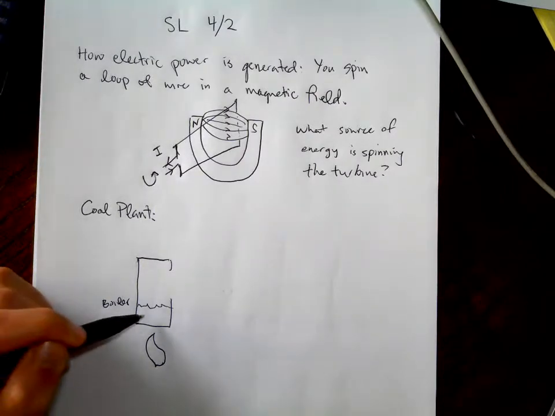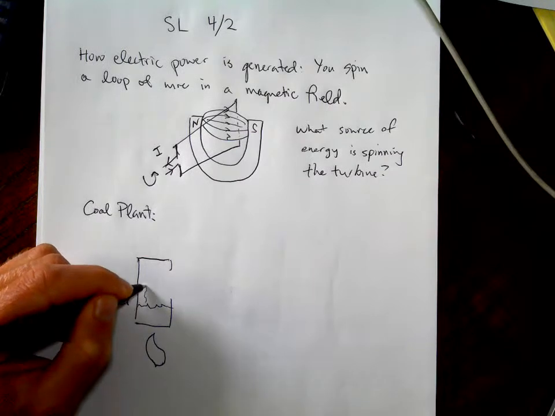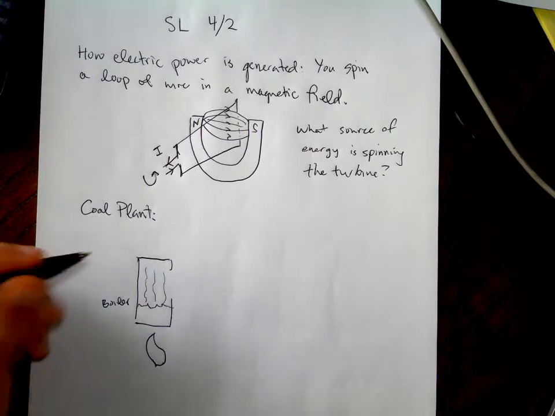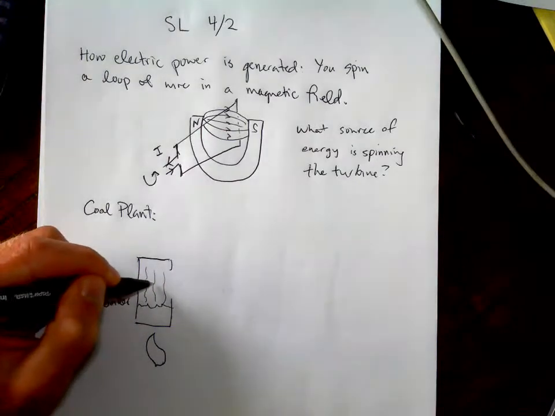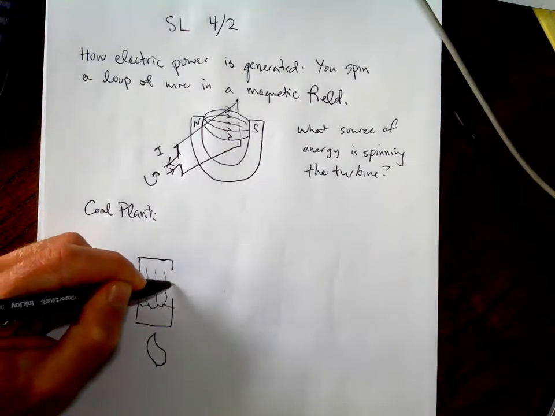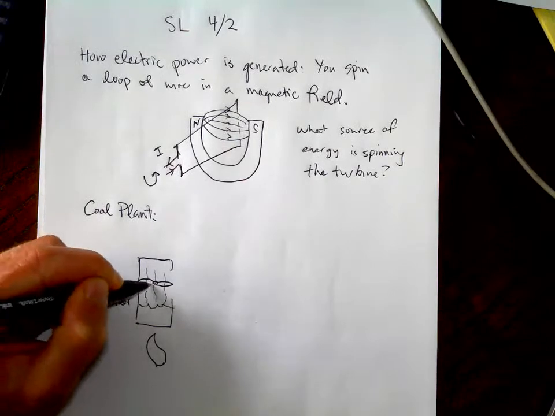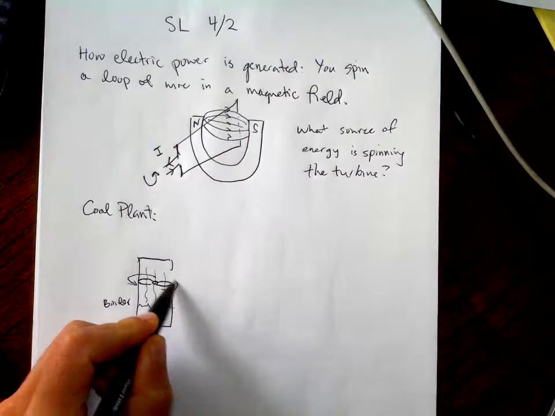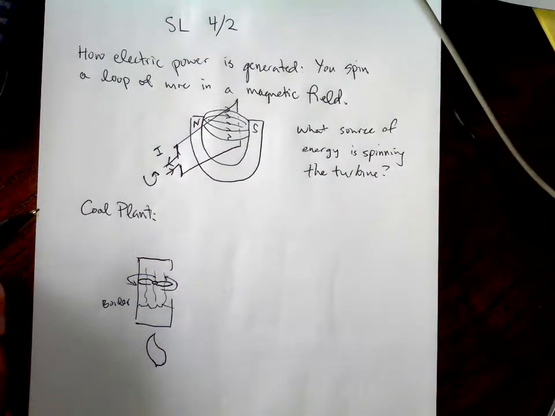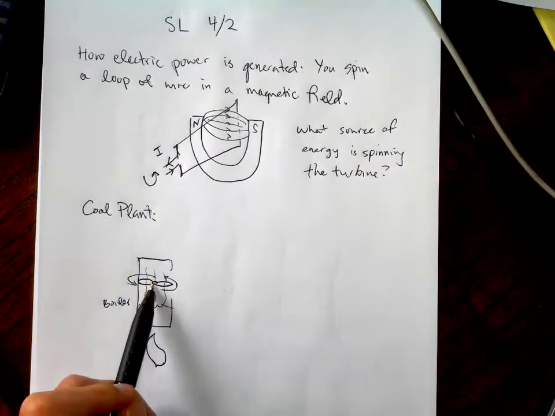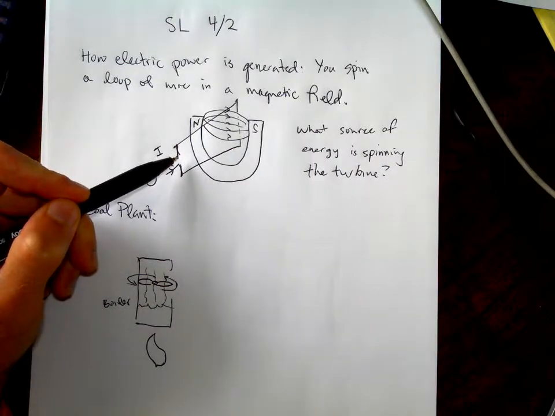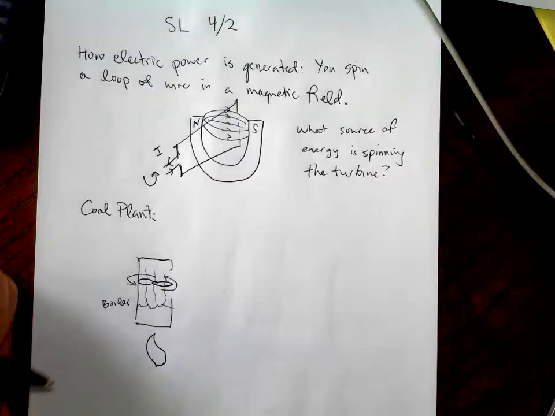And so what happens when you boil the water is the steam rises. And as the steam is rising, you put a propeller in the way so that the propeller will start to spin. And as the propeller spins, the propeller is connected to the loop that's spinning in a magnetic field. So you get electrical power generation.